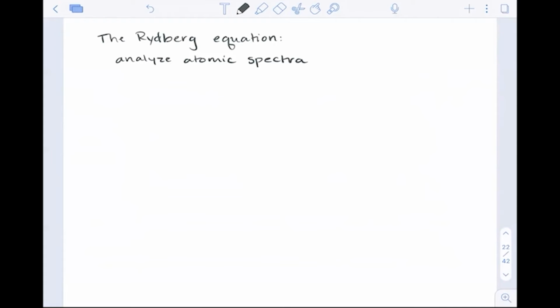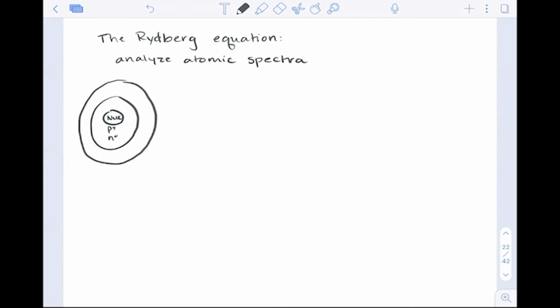Now, this work led into what we will be discussing a little bit next, which is Niels Bohr's development of the Bohr model of the atom. At this point, we do know that in the atom, there is the nucleus, which has protons and neutrons. And what was developed because of the quantization of energy was the idea that electrons exist in orbits around that nucleus.